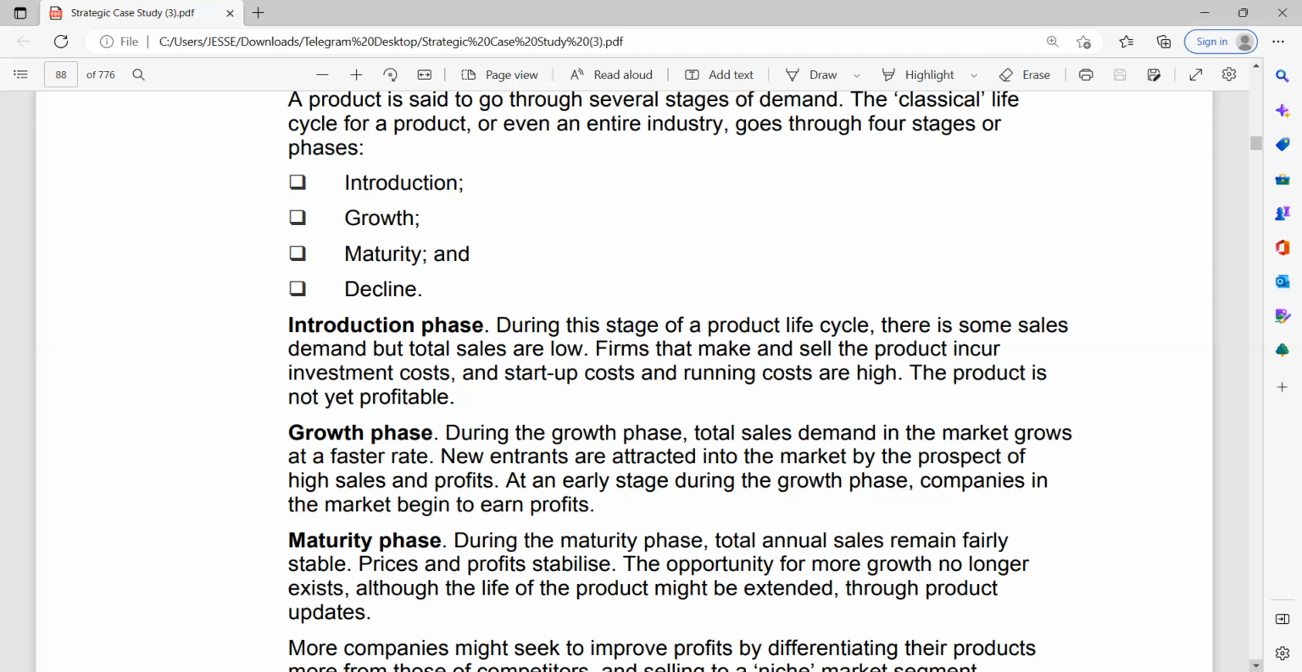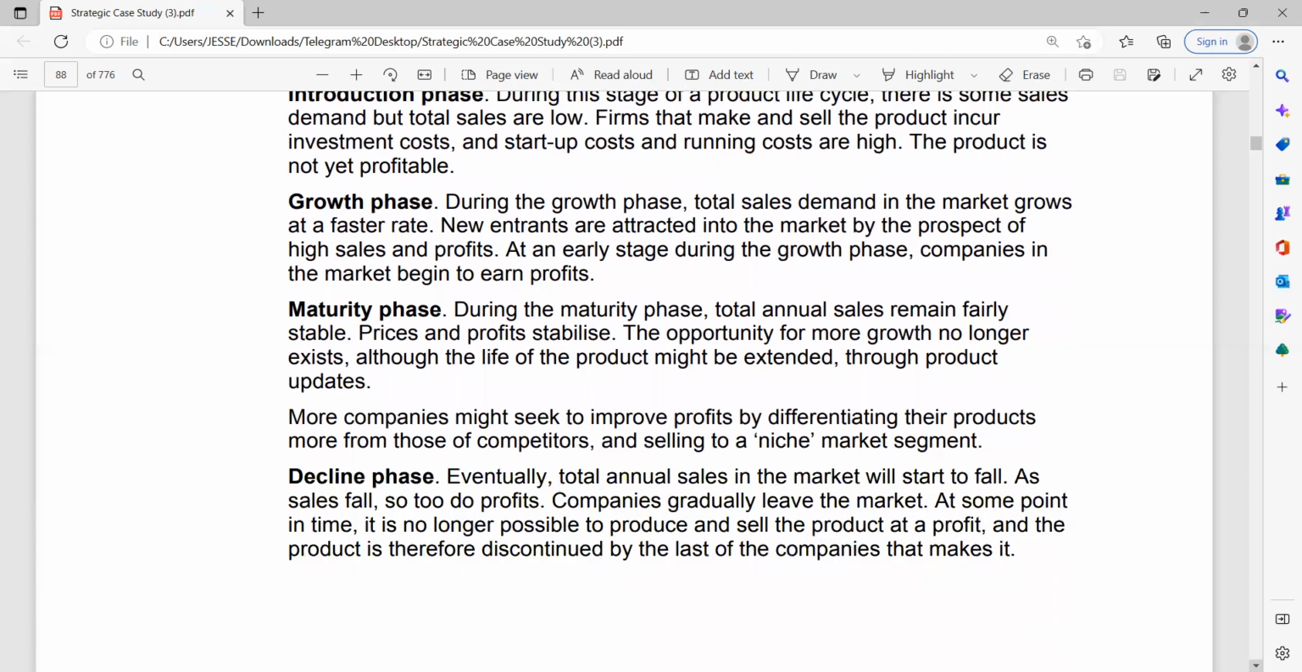Annual sales will remain fairly stable, right? Things will stabilize. So it begins from the introduction at a very low level, it grows, and in the maturity phase, sales will stabilize, profits will stabilize, and the opportunity to grow more and at a faster rate seems to slow down, right? Now, at the maturity phase, one of the things that smart companies do is to reinvent the product or to make updates or update the features of the product and reintroduce it to the market, right?